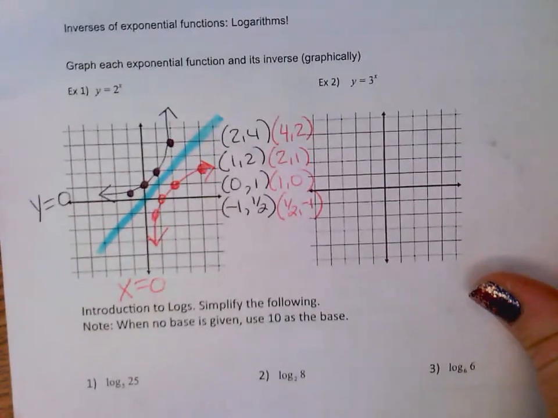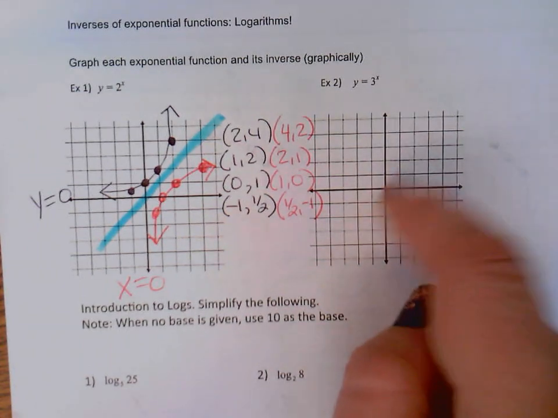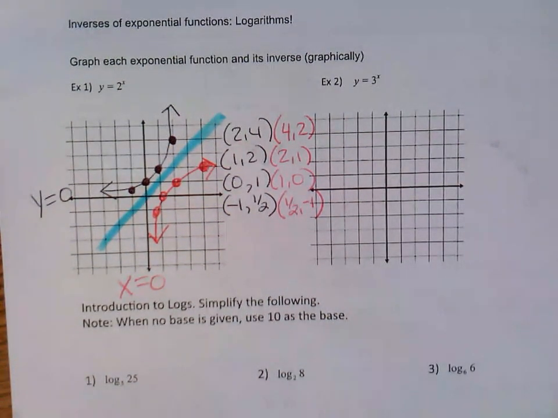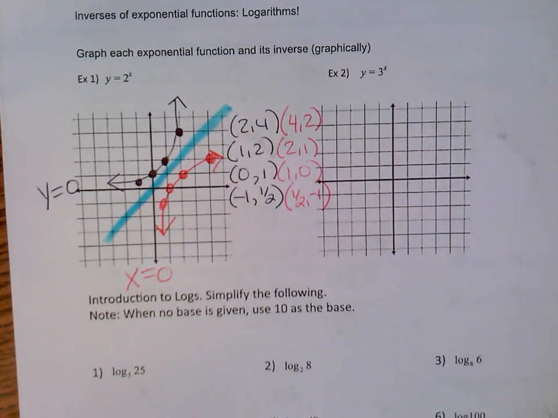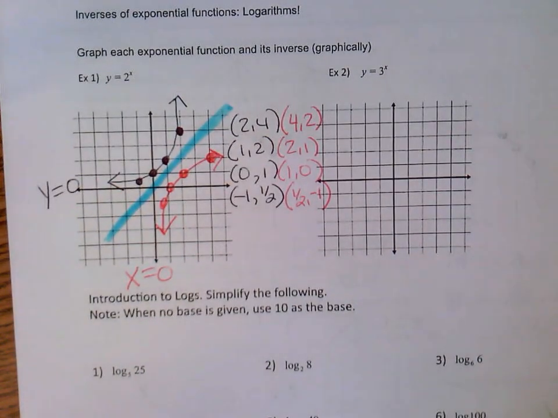So let's just do that same exercise with a 3 to the x graph. Why don't you graph your few key points for 3 to the x? You're not going to be able to fit 2, 9, so you can just fit the first 3 points for 3 to the x, and then flip them to graph the inverse, which is going to be the log graph.